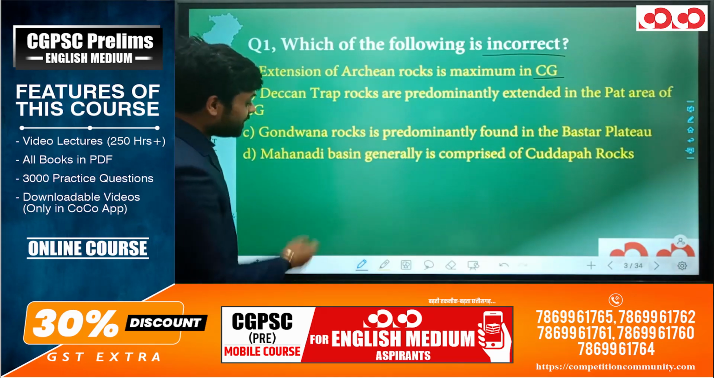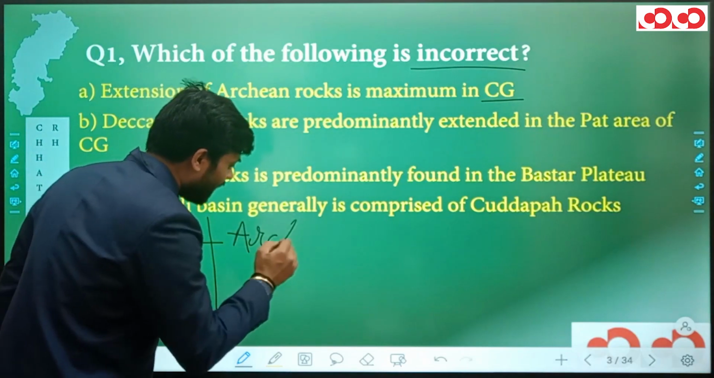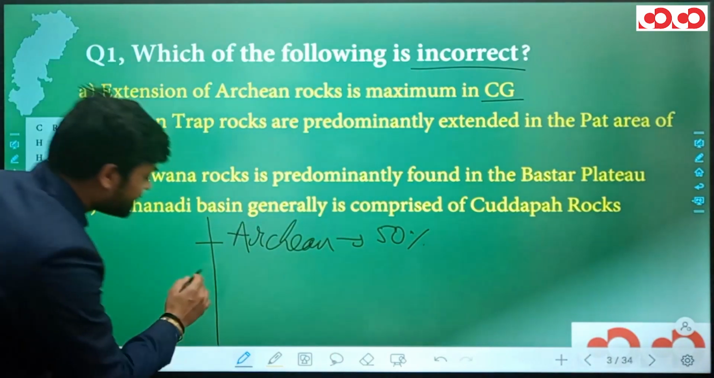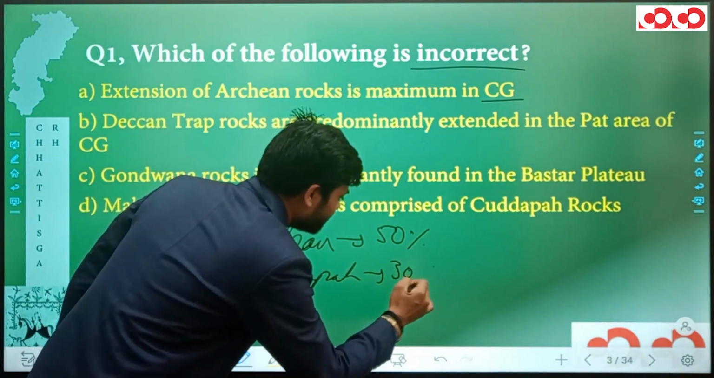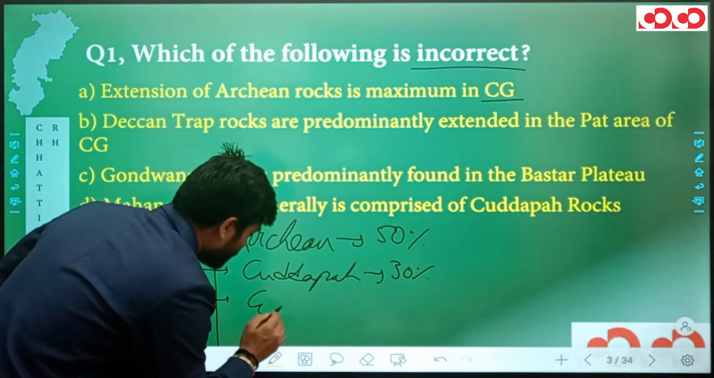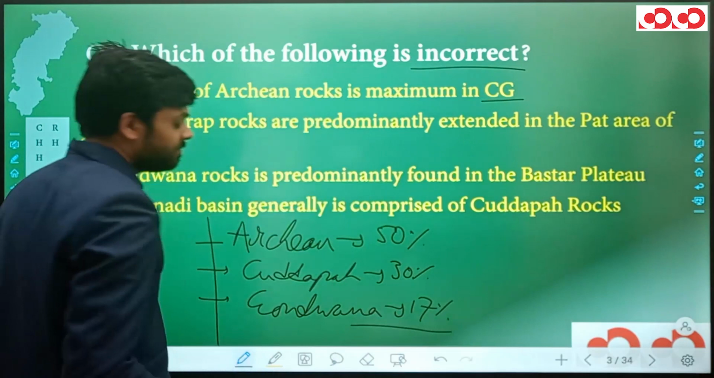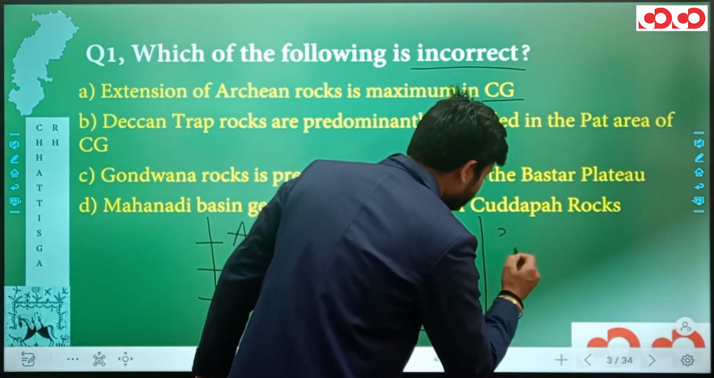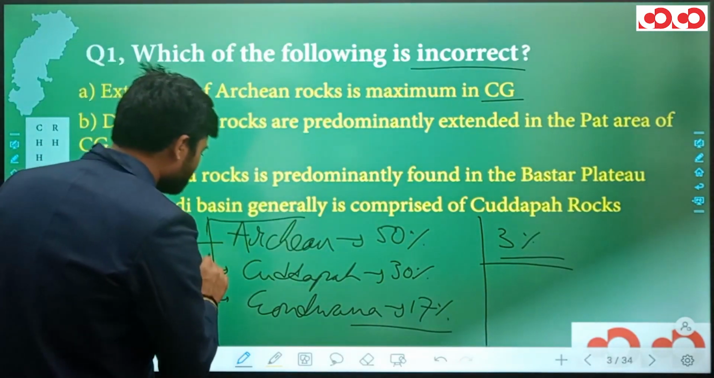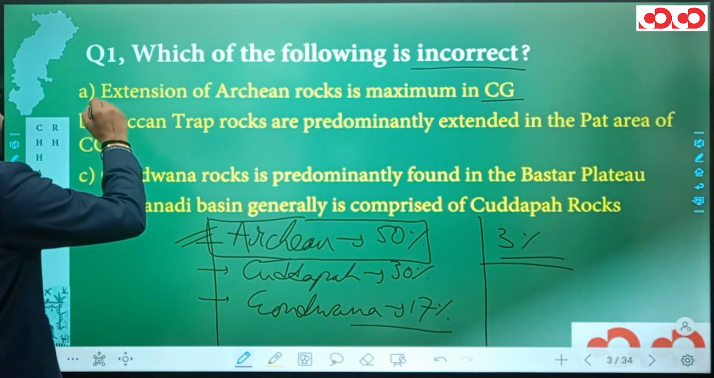Now, talking about the geological structure of Chhattisgarh, the extension of Archean rocks is approximately 50%. The extension of Kadapa rocks is approximately 30%. The extension of Gondwana rock is approximately 17%, and the rest 3% accounts for the others. So we have seen the maximum extension is that of Archean rocks, so this option A is actually correct.